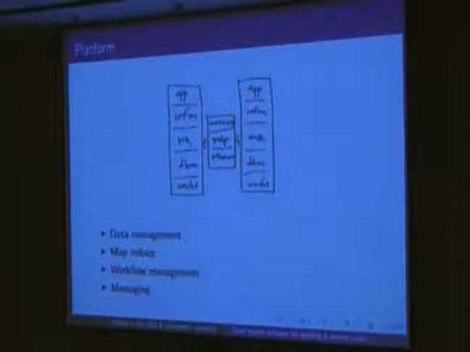Okay, so we've talked about the infrastructure. So now we're going to talk a little bit about the platform. In the platform, there are four main things: data management, Mapreduce, workflow management, and messaging.